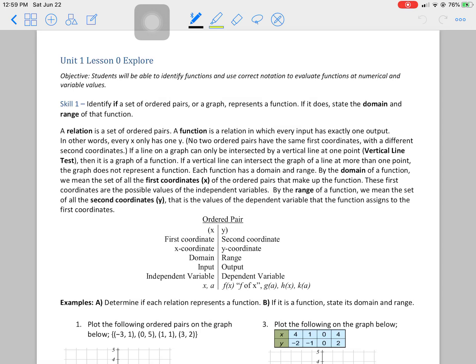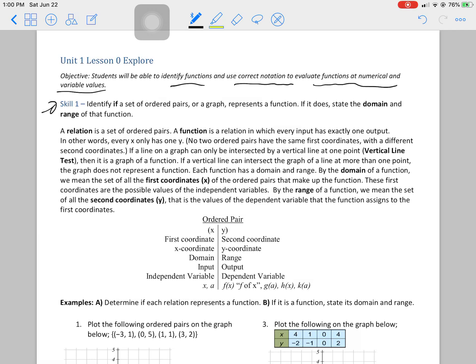So for Explore here, it says students will be able to identify functions and use the correct notation to evaluate functions at numerical and variable values. That's kind of wordy. Let's look at skill 1 here. Identify if an ordered pair or graph represents a function. So you could get a set of ordered pairs, a bunch of ordered pairs in a row, and you're going to be asked, is this a function, yes or no?